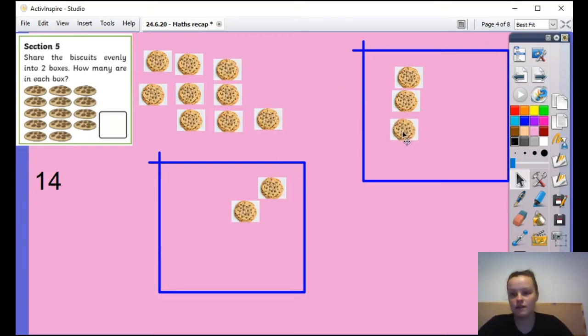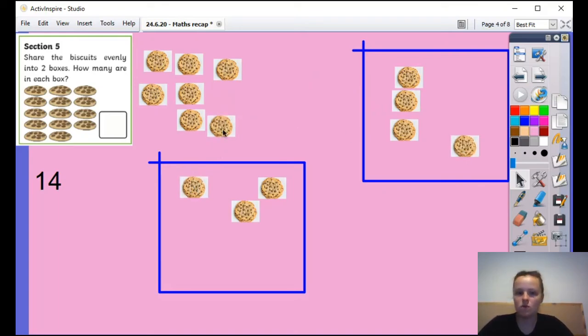1 in this box. 1 in this box. 1 in this box, 1 in this box. So how many are in each so far? 1, 2, 3, 4. 1, 2, 3, 4. That's good there. So they're both equal at the moment, but we've still got more cookies to go.